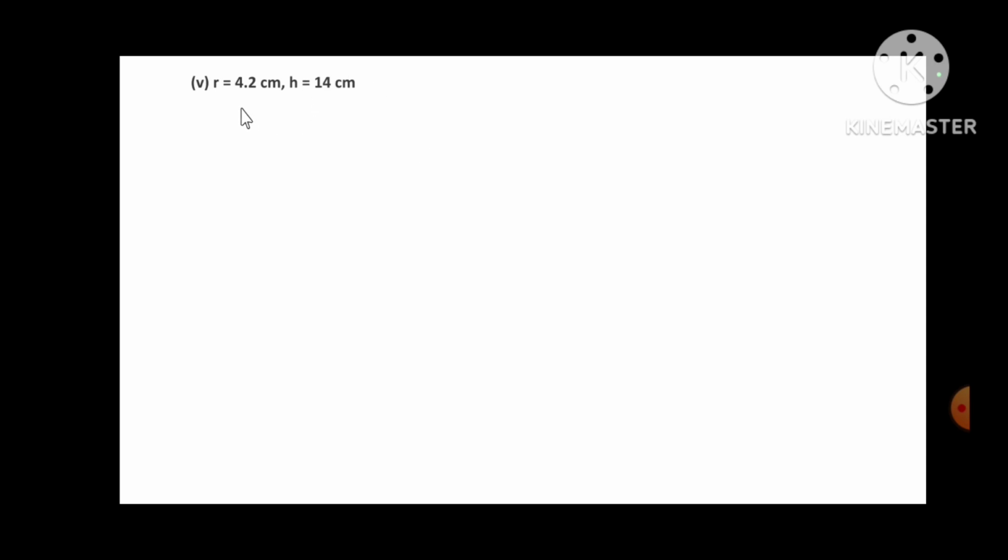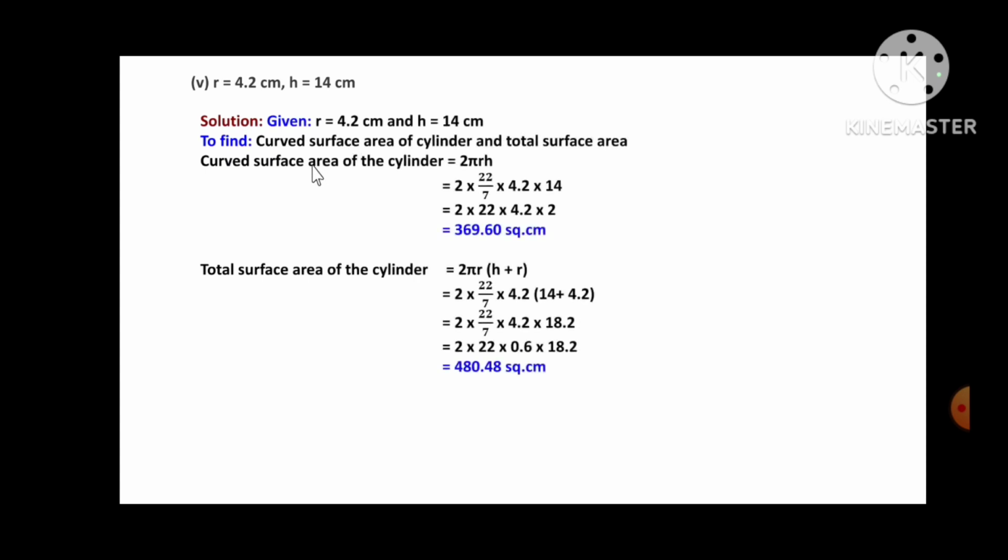Again next, R is 4.2 centimeter, H is 14 centimeter. Again here we have to calculate the curved surface area and total surface area. The given things we know. So the curved surface area of the cylinder is 2πrh. 2 into 22 upon 7 into 4.2 into 14. So that leads to 2 into 22 into 4.2 into 2. So the product of this is 369.60 square centimeter.